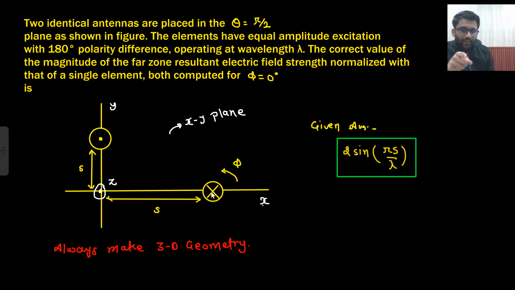Now if you see this element, this is going inside the screen. This element is going inside the screen. So on the X axis you have an antenna which is in the minus Z direction. What is this showing? Minus Z direction. And what is this showing? Plus Z direction, because this is along the plus Z direction.